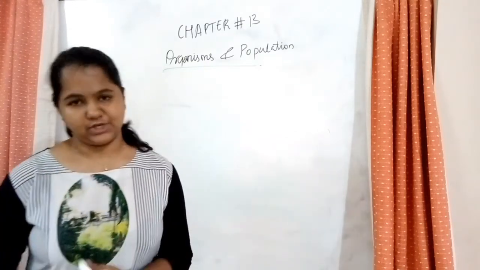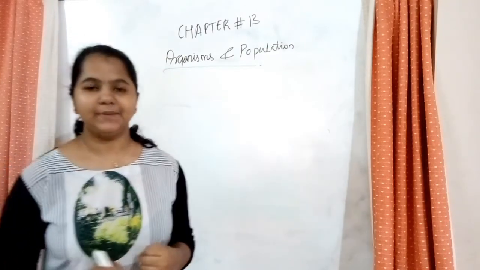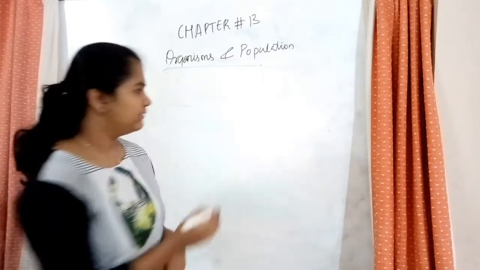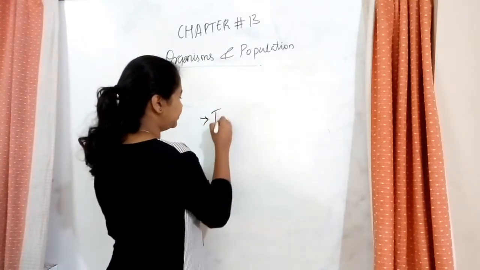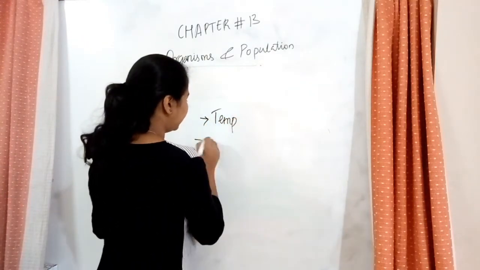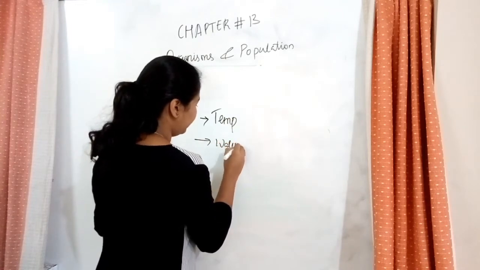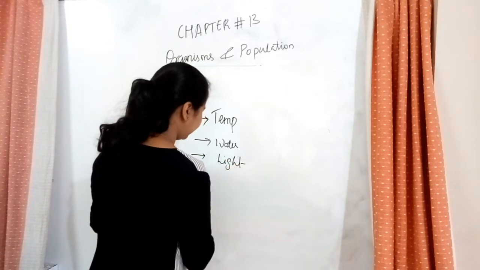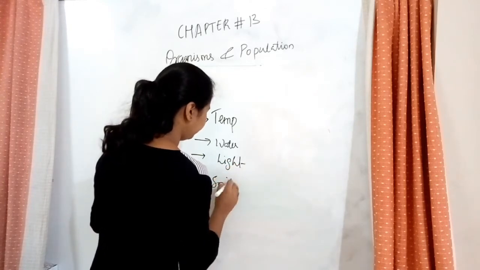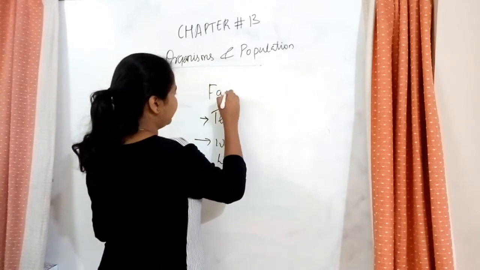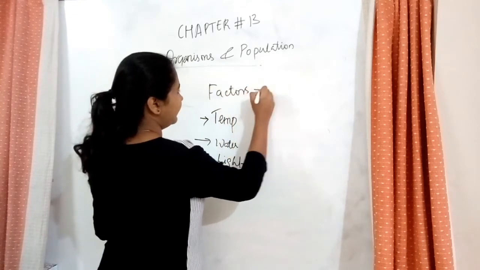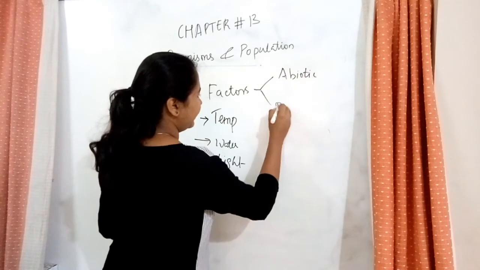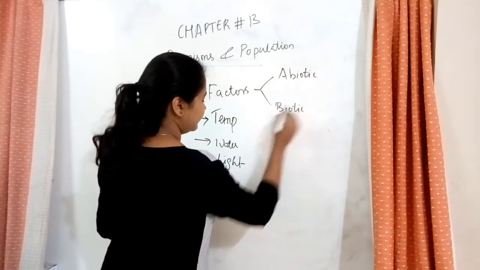In the previous sessions, what did we learn? We learned about the abiotic factors. Which abiotic factors did we learn? We learned about temperature, water, light, and soil. These were factors, and there were two types, abiotic and biotic.